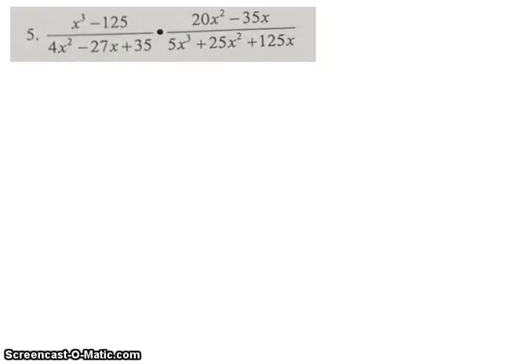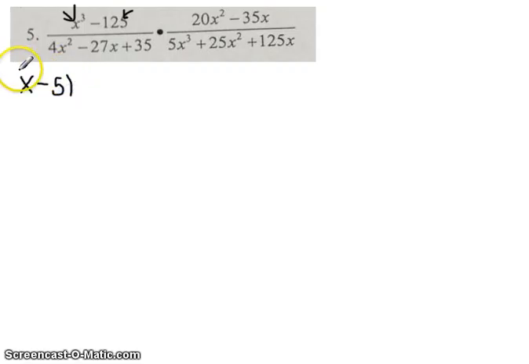Alright, if we look at this one, we need to factor all of these polynomials. And this is a difference of cubes. So we've got to factor the difference of cubes. And to do that, we're going to take the cube root of that term, which would be x, pick up the sign, and then take the cube root of that term, which would be 5.